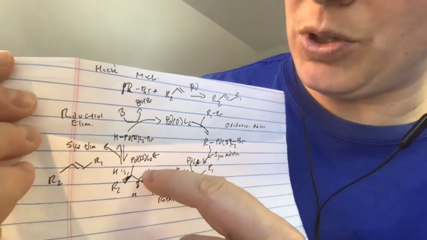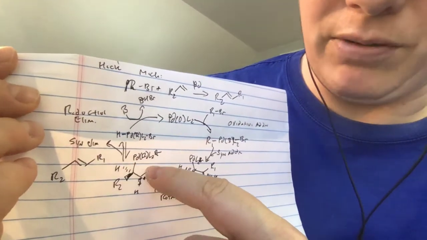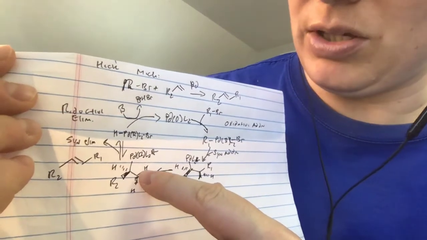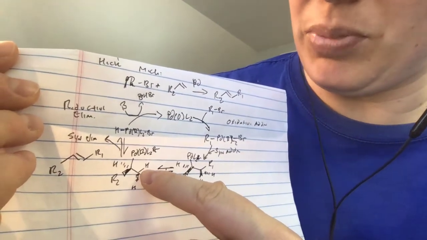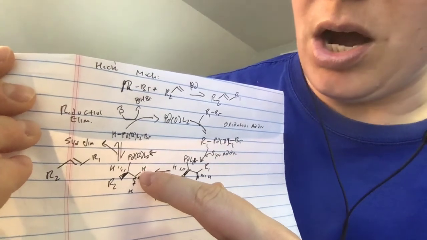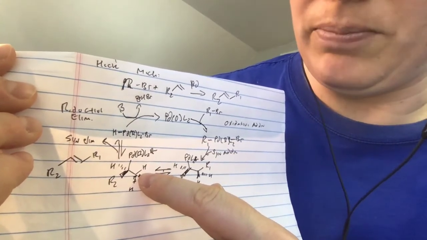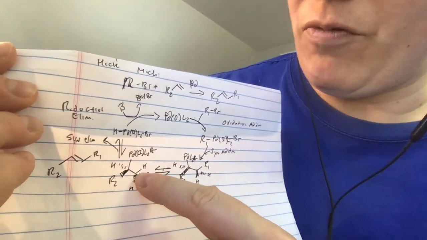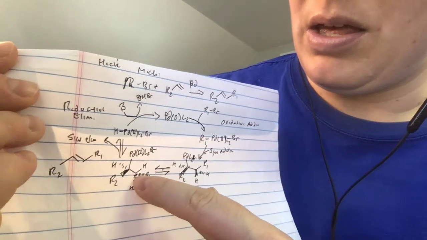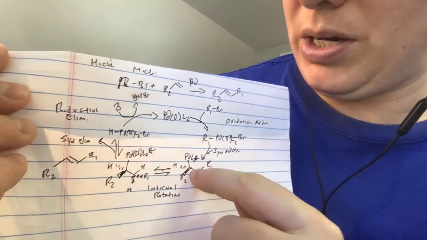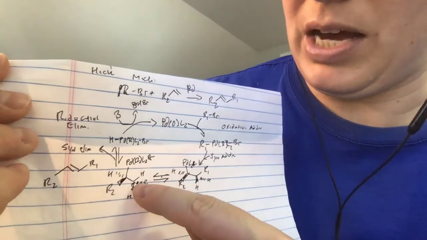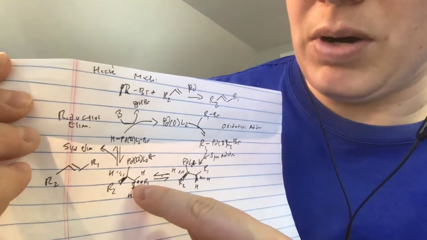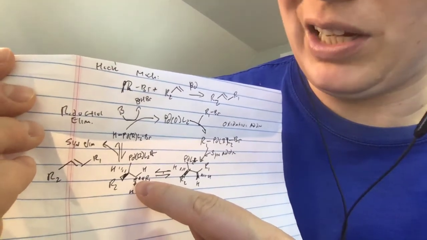But what happens is this palladium is going to pull that hydride off. So this whole hydride, this bond, this proton and its two electrons, are going to become a ligand on the palladium. And for this to happen, this bond here has to rotate so that the hydride can be in the correct position to be abstracted by the palladium and become a ligand on the palladium.